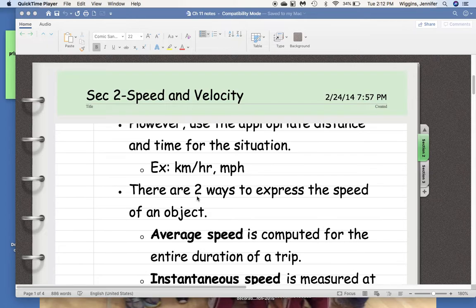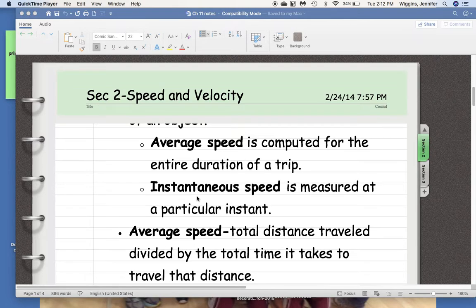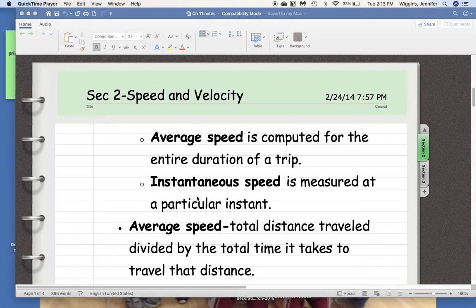Okay. There are two ways to express the speed of an object, either average speed or instantaneous speed. Average speed is computed for the entire duration of the trip. This includes bathroom breaks. This is everything. This is the entire trip from start to finish, even when you stop at Chick-fil-A for food or the rest area to go to the bathroom. Okay? Average speed.